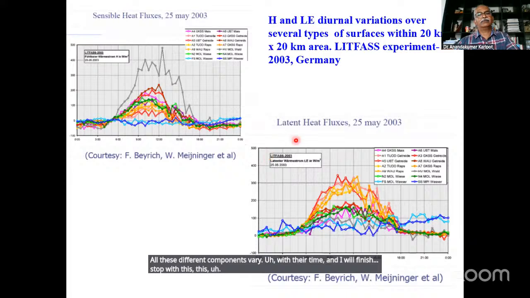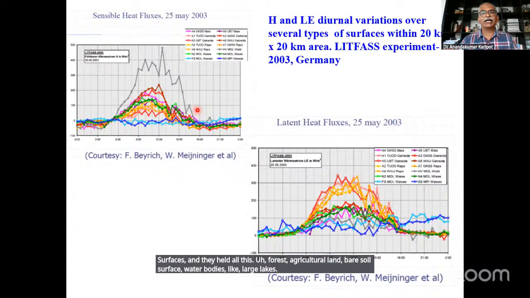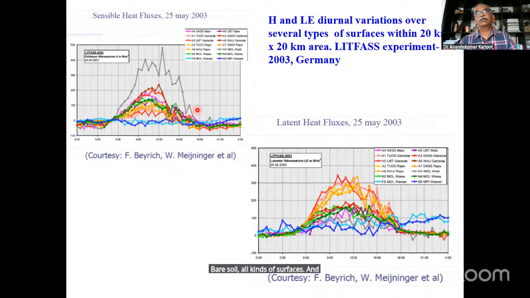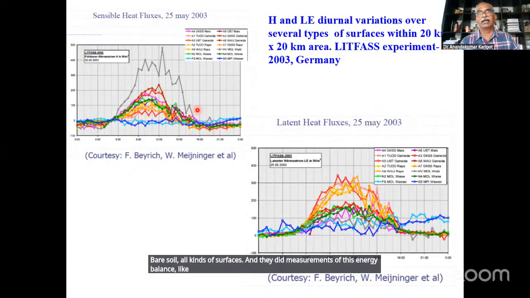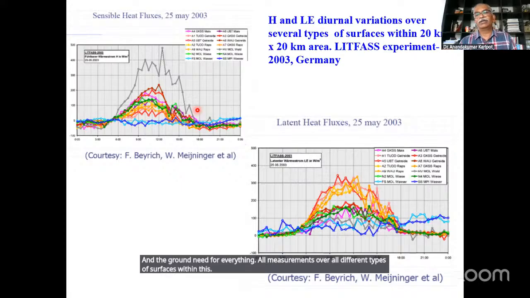This I'm showing from a published paper, an experiment they did in Germany. They identified a mesoscale grid of typical size 20 kilometer by 20 kilometer. And you know that 20 kilometer by 20 kilometer may consist of all different types of surfaces: forest, agricultural land, bare soil, water bodies like large lakes, all kinds of surfaces. And they did measurements of the energy balance, like net radiation, sensible and latent heat, and the ground heat flux, over all different types of surfaces within this 20 kilometer by 20 kilometer.